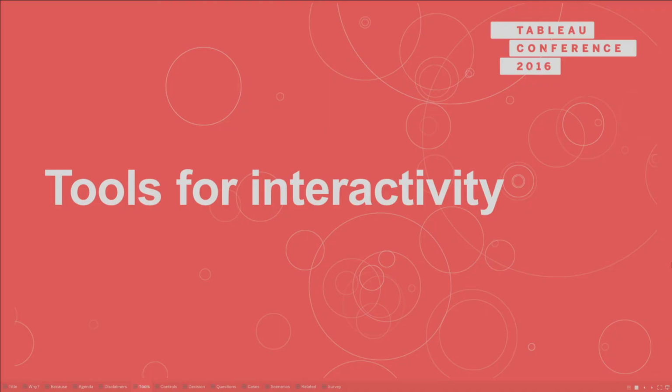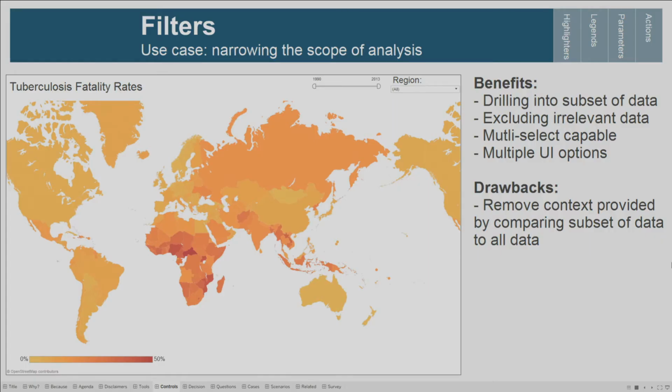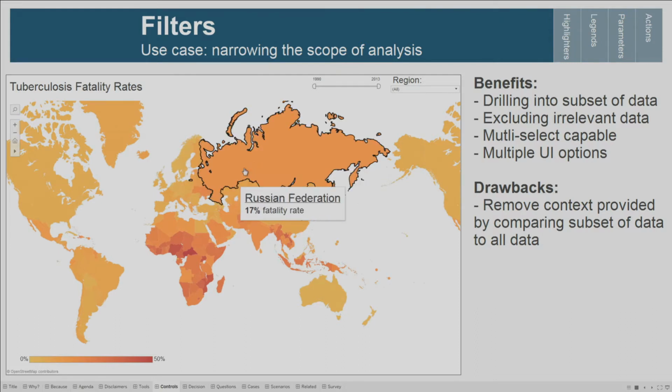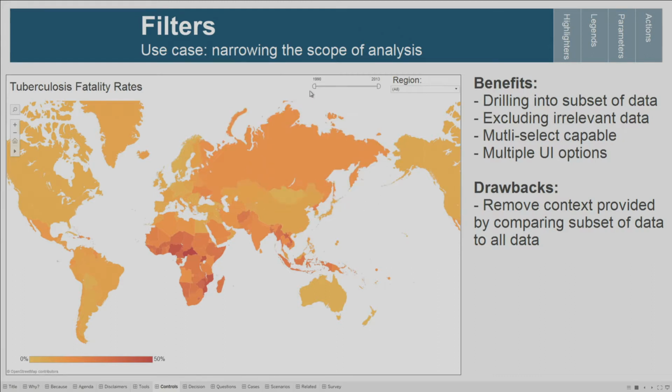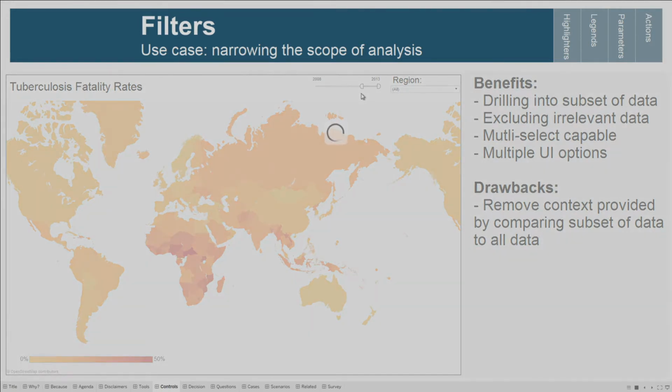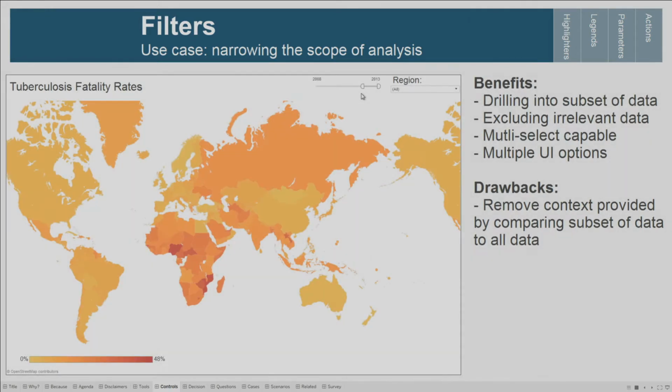So with that, let's start with a summary of the controls that we have in Tableau, our tools for interactivity. The first control we're going to talk about is filters. The use case for filtering is to narrow the scope of analysis. Here I'm looking at tuberculosis rates by country. If I want to narrow my scope of analysis, I could say, well, let's only look at tuberculosis rates in the more recent years. I can filter and only pick the range of data that's appropriate to what I want to look at.